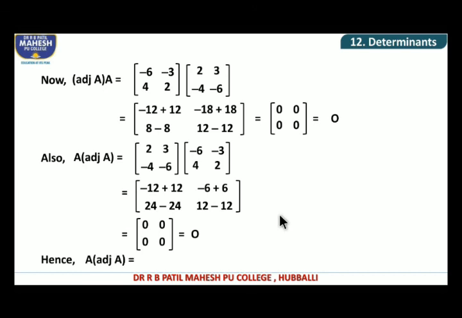Hence, A into adjoint of A is equal to adjoint of A into A, which is also equal to the determinant of A into the identity matrix of order 2. Therefore, we have verified the given property. This is the proof of this property, and in the next session I am going to take some more problems based on the adjoint of A, and we will see some more concepts, the inverse of a matrix and also problems. Thank you, students.